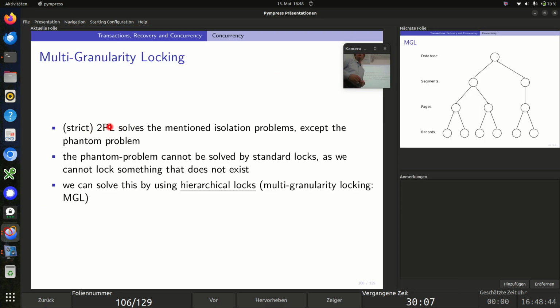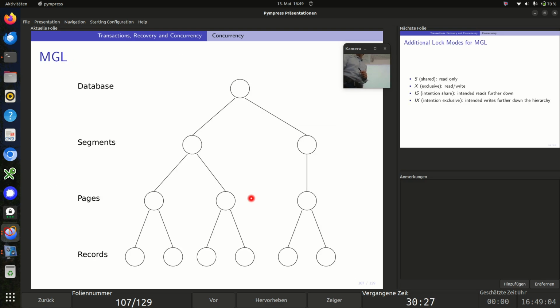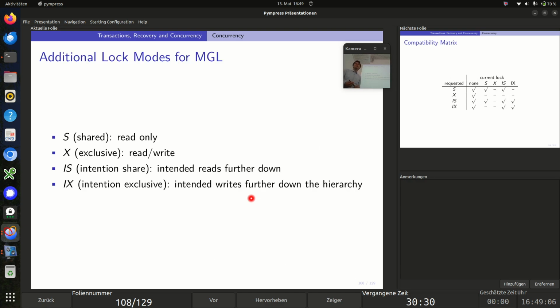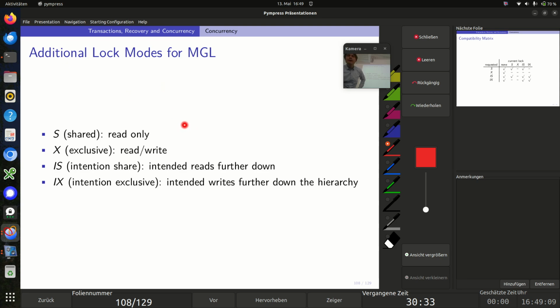So here you remember, strict 2PL solves the mentioned isolation problems except the phantom problem. Now the idea is, okay, we have hierarchical locks, and then we can lock the full database system also against inserting, and then we can avoid the phantom problem. I have shown you already the different locks. These are the normal locks we have, shared and exclusive, and both stem from multi-granularity locking. Now we can write a compatibility matrix.